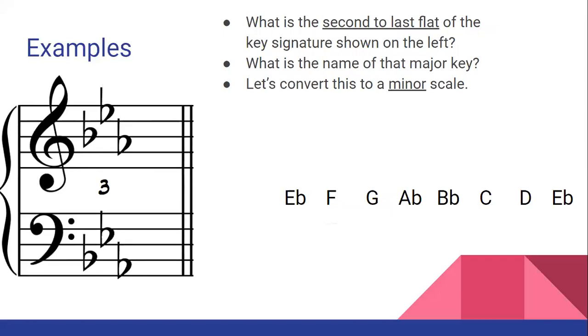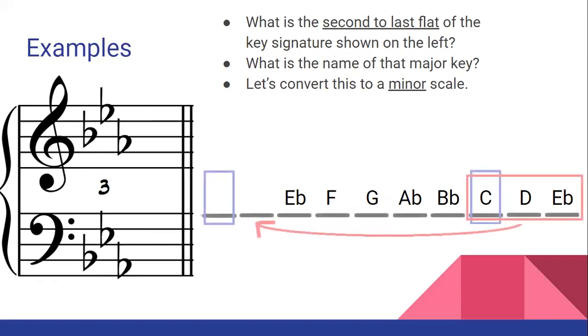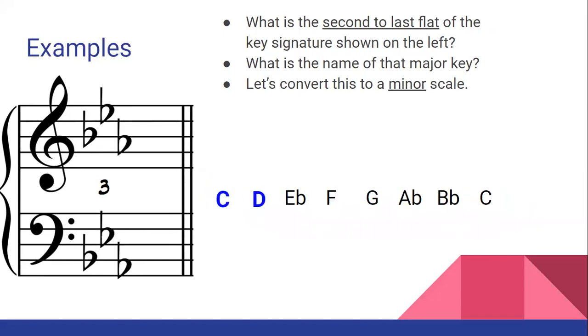Now we have 3 flats. What is our second to last flat? E flat. So this is the E flat major scale, and our goal is to convert it to minor. So go down 2 notes in the E flat major scale to get C. We're going to scoot C to the beginning of our scale, and this is the spelling of our C minor scale.